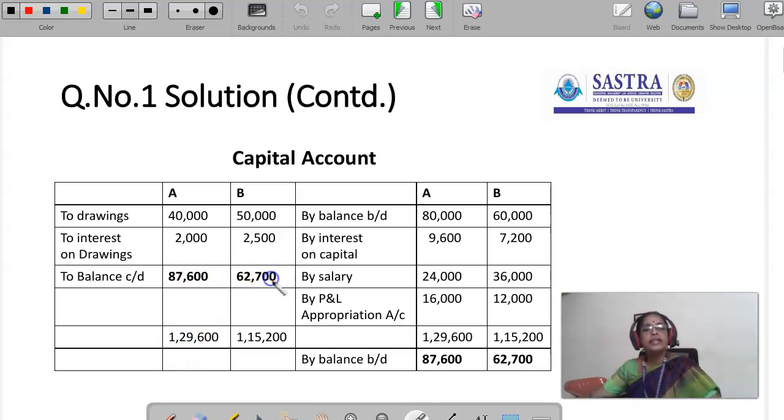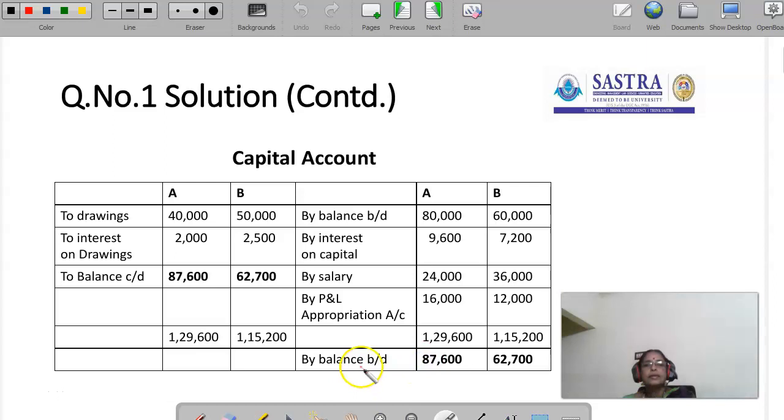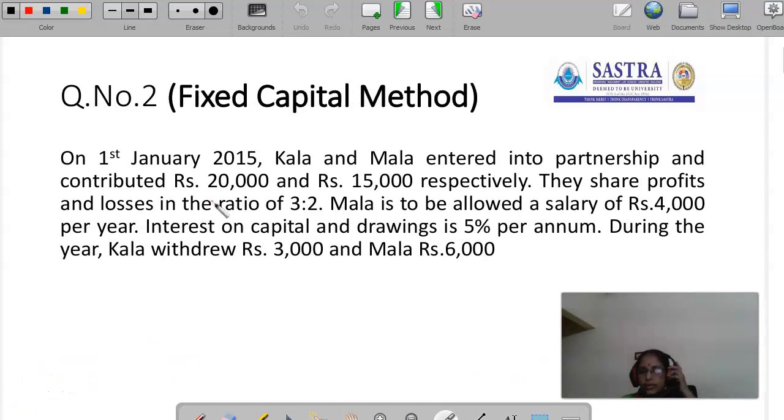This is the closing capital, 62,700. So that would be the opening capital for the next accounting year. So the next accounting year opening balance is 87,600 and 62,700. One more question, let's see, under the fixed capital method.